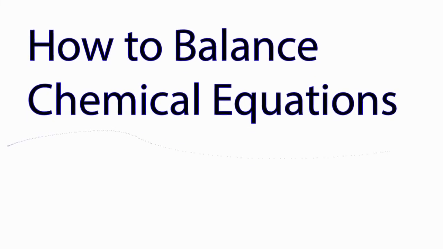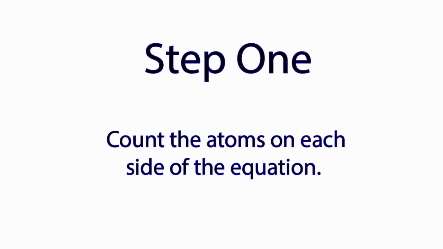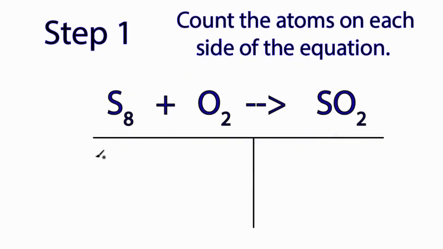How to balance chemical equations in 5 easy steps. Step 1. Count the atoms on each side of the equation. Let's count each type of atom.